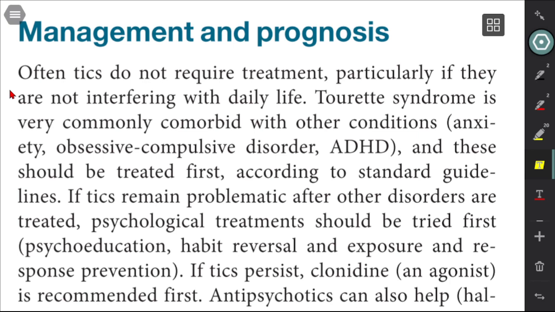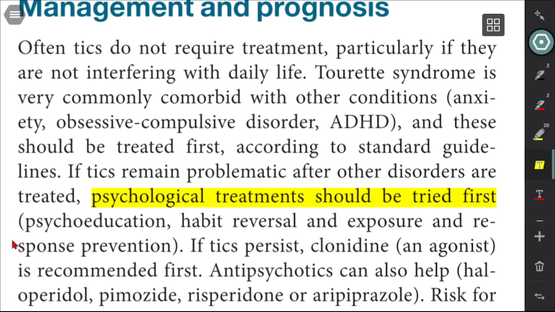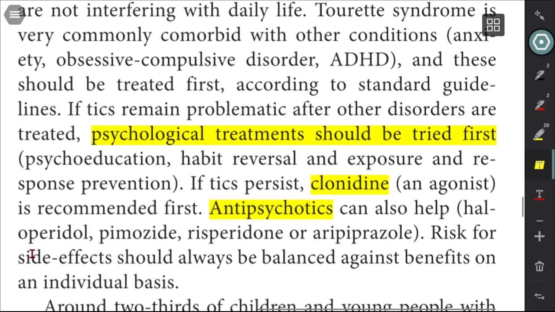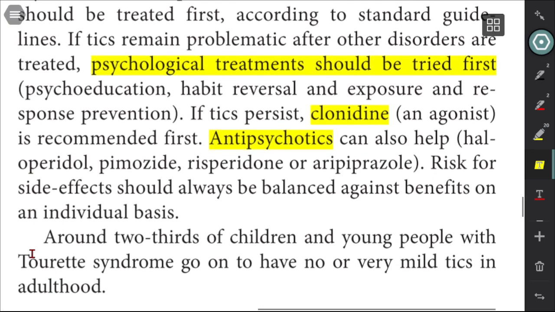psychological treatments should be tried first, like psychoeducation, habit reversal, and exposure and response prevention, and so on. If tics persist, clonidine, an alpha agonist, is recommended first. Antipsychotics can also help, like haloperidol, pimozide, risperidone, or aripiprazole. Risk for side effects should always be balanced against benefits on an individual basis.